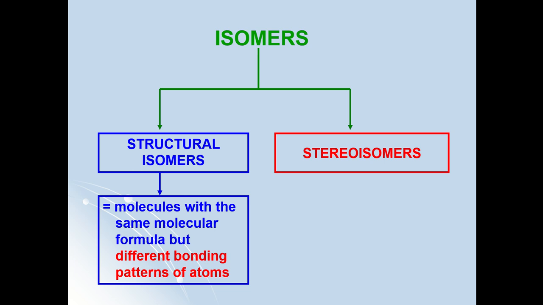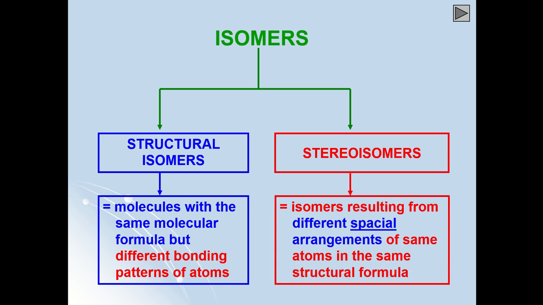Structural isomerism, again, I'll remind you of the definition: molecules with the same molecular formula but a different bonding pattern of those atoms, or in other words, a different structural formula. Stereoisomers are a little bit different in that they're isomers resulting from different spatial arrangements of the same atoms in the same structural and molecular formula, in fact. So they're a little bit more challenging, but not particularly challenging for anybody doing A-level chemistry. Right, let's look at structural isomers.